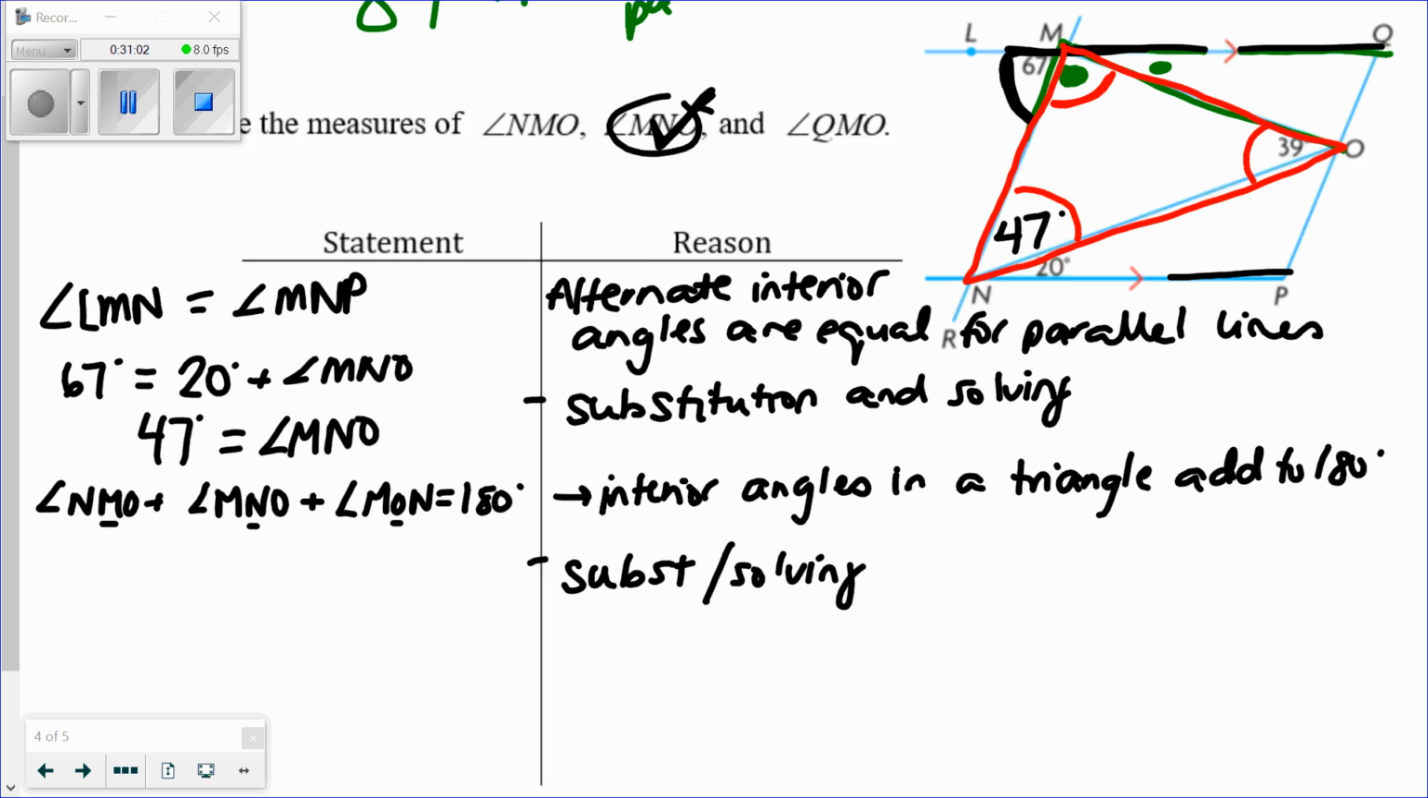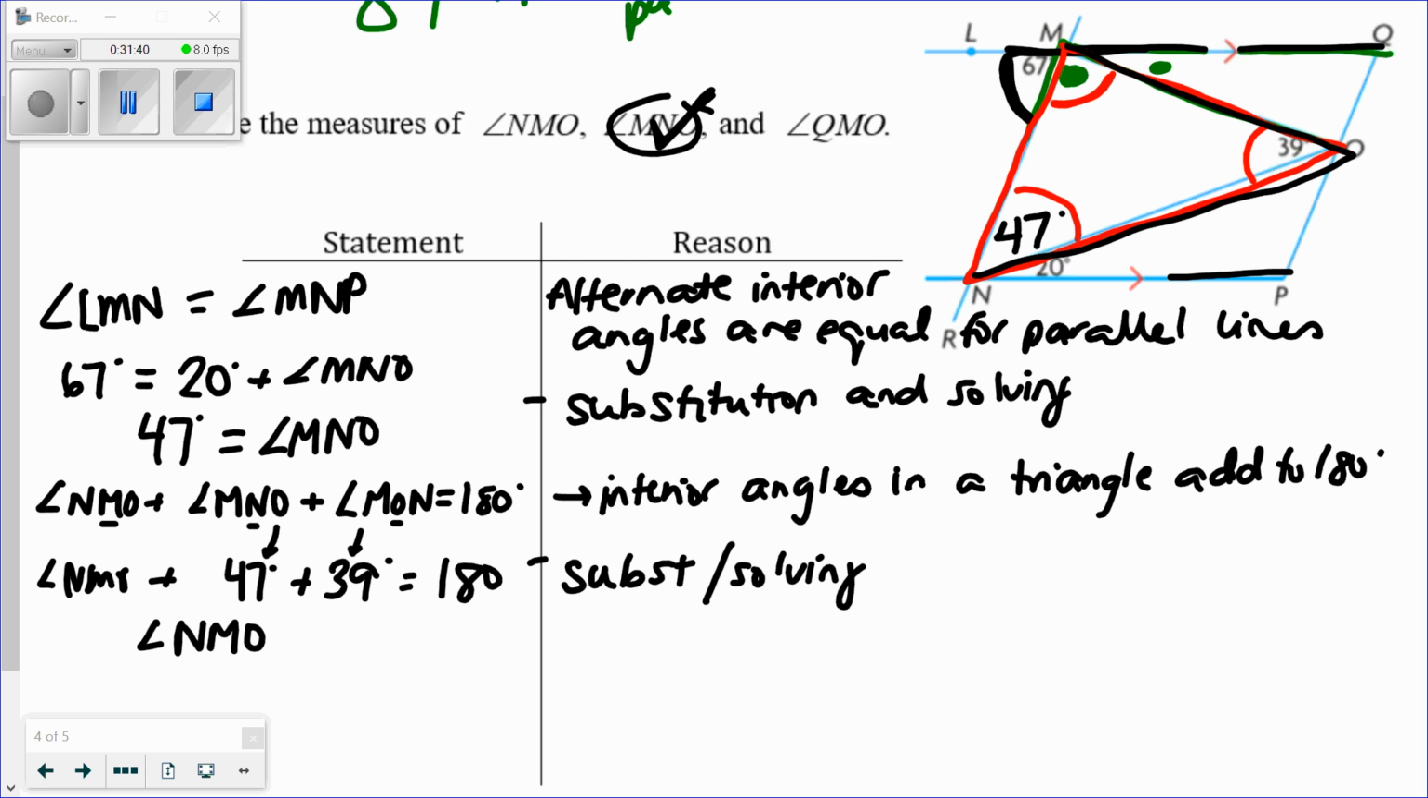So we know a couple of these. Angle MNO, which is this one, is 47 degrees. Angle MON, sorry, I'm pointing and I realize MON, is equal to 39 degrees. So our current unknown is angle NMO. At this step I've just substituted in the values for the two that I know. Now if I subtract both those values from both sides, I get angle NMO equal to 94 degrees.